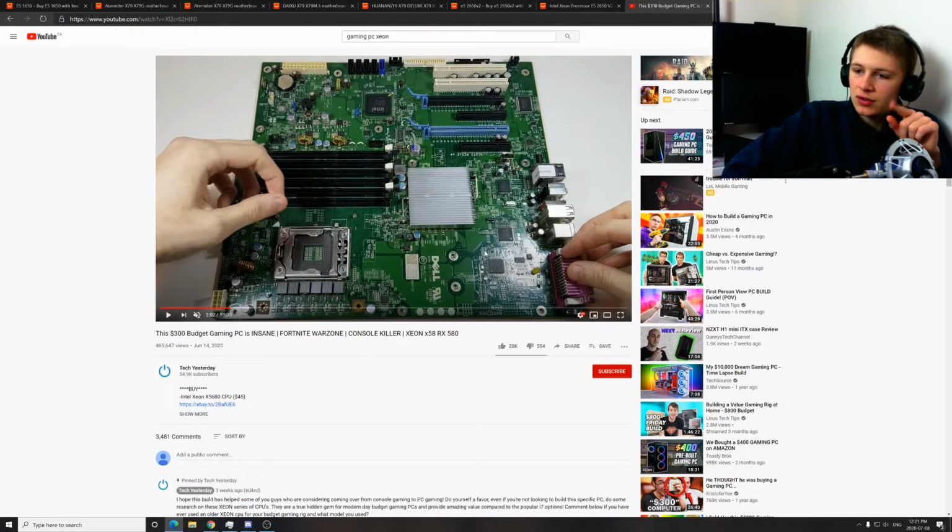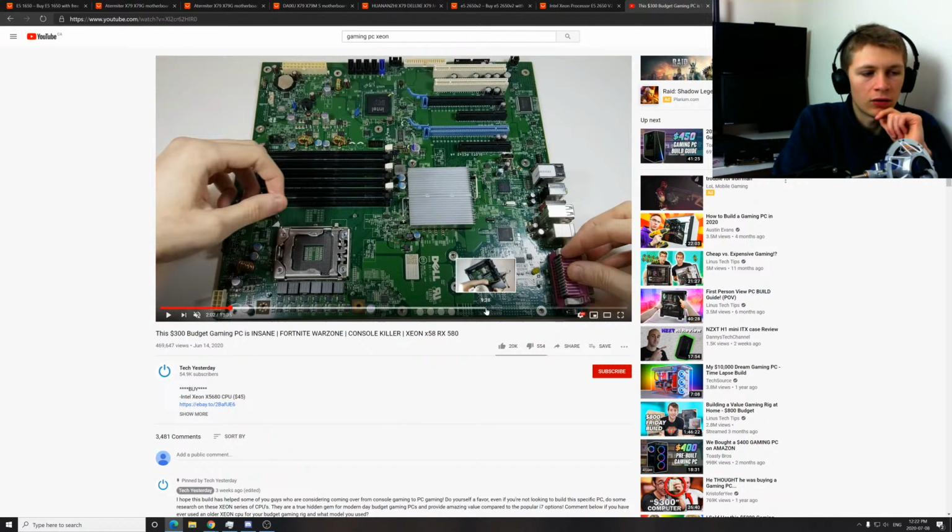Okay, negative, yes, there is a big difference between X5650 and W3565. The difference with that is, I'll get to that in a second, but I think the W3565 is on 45 nanometers, so it runs a lot hotter.